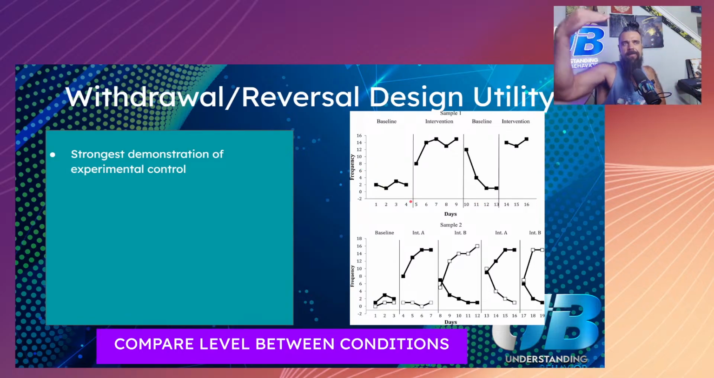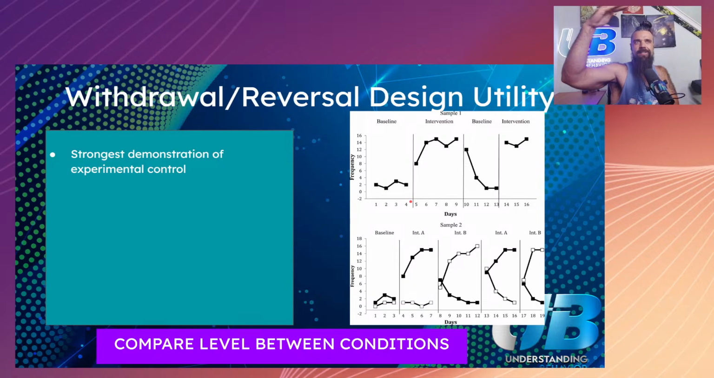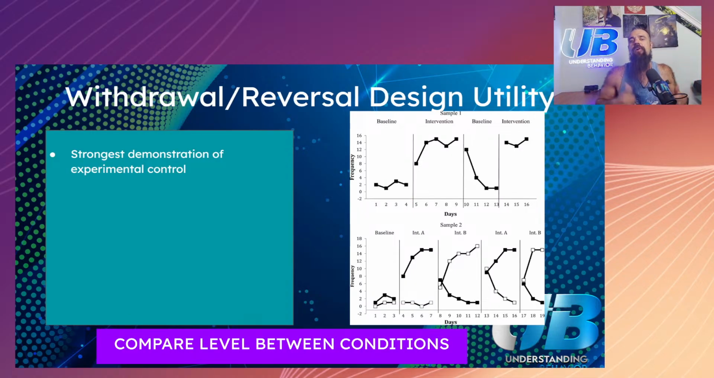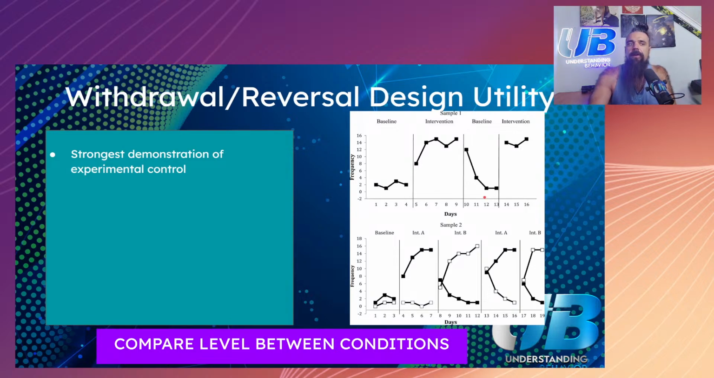We implement the intervention, the behavior changes, we take it away, the behavior changes back. So that shows really strong experimental control. The less we do that, the weaker experimental control that we have. So withdrawal reversal design is really strong experimental control, because we very clearly show the differences between our baseline and intervention conditions. We only change the one thing, and that will show the change in behavior.